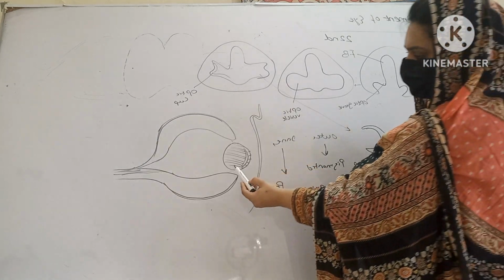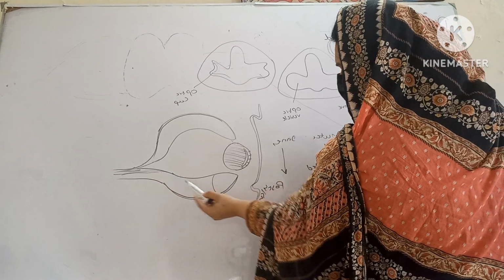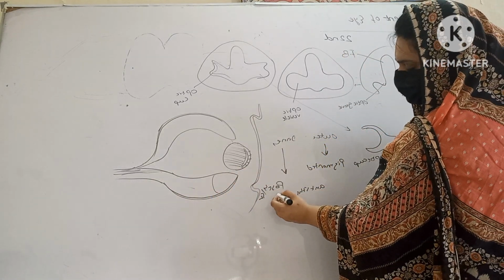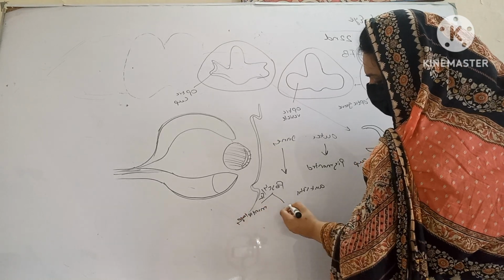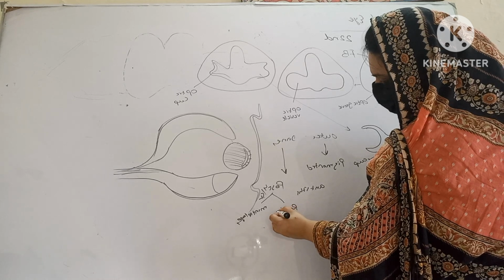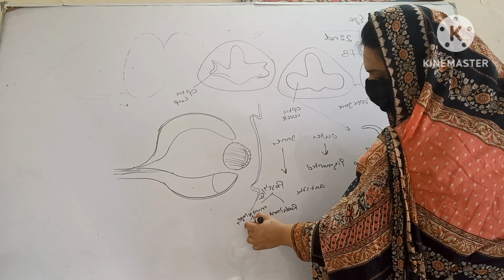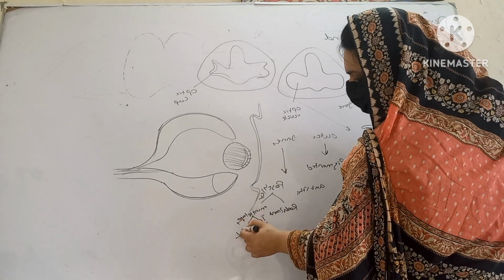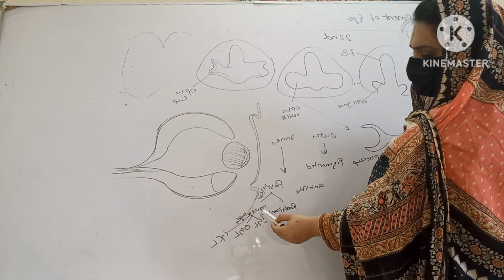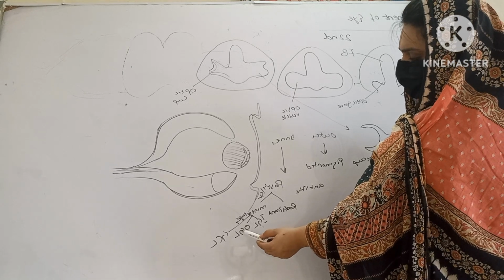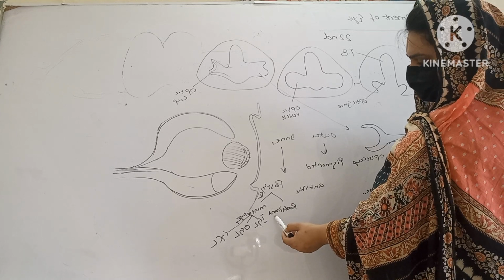When we see in the diagram, this is the anterior fifth part and this is the posterior fifth part. The posterior part is further divided into the mantle layer and the layer of rods and cones. This mantle layer is further divided into the inner ganglionic layer, outer ganglionic layer, and the granule cell layer. These are the three layers which will be developed from the mantle layer. These are all the layers of the retina and the rods and cones layer.